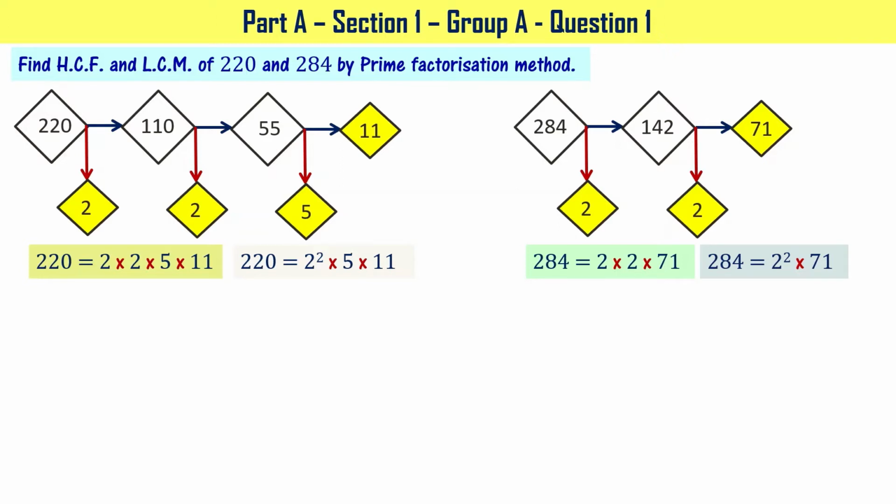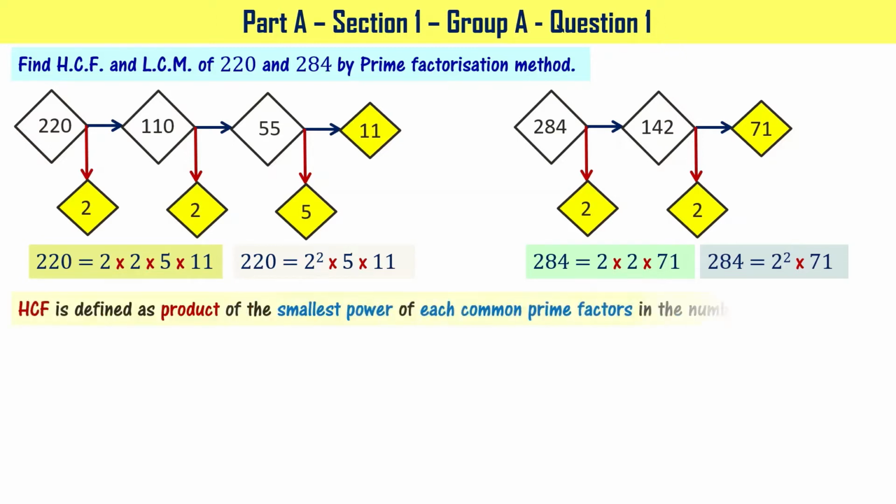We have done prime factorization. We have to find HCF and LCM of these two numbers. HCF is defined as the product of the smallest power of each common prime factor. Here the point you have to note is common prime factors is one thing and smallest power, right? If you observe here, you have 2 as the common prime factor for both. The rest of the numbers are not common, right? For both 220 and 284.